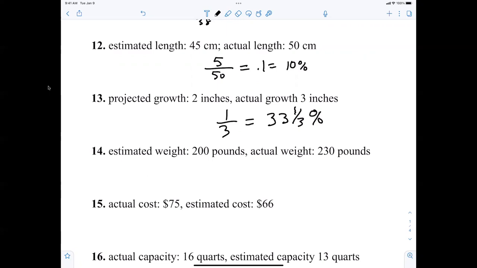Mr. Greep, I do 1 over 2, because 2 is the projected, not the actual. Oh, right? Come on now.